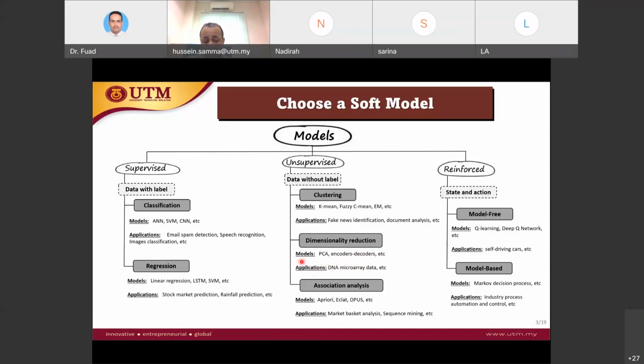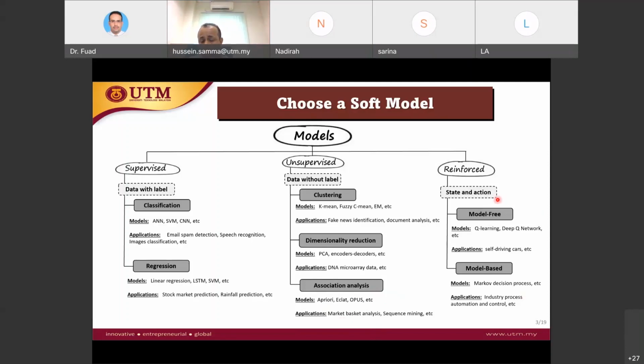As an application of these kinds of problems, the most common is dimensionality reduction of bioinformatic data for DNA, RNA, and so on. The last category of unsupervised learning has several models, but here we are talking about the problem of finding the relations between this unlabeled data. For instance, market basket analysis, sequence mining, and so on. So you will try to figure out the relations between these kinds of data.